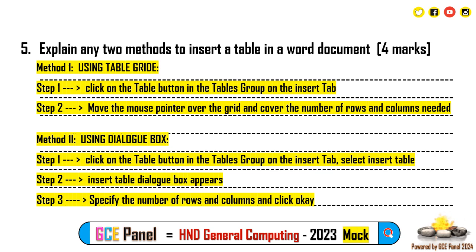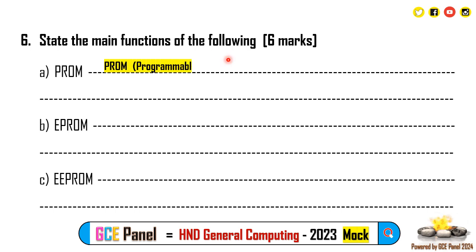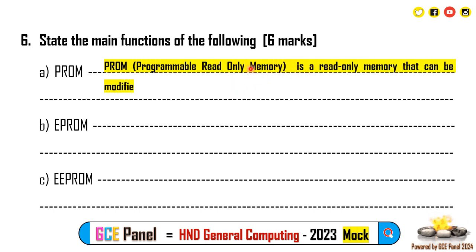Question 6. State the main functions of the following: PROM, EPROM, and EEPROM. Okay? So let's look at the first one. What does the PROM stand for? PROM is programmable read-only memory. So it is programmable and it's read-only.